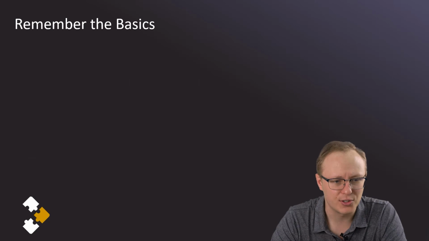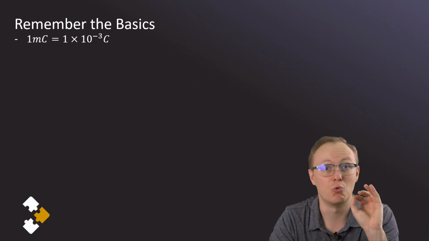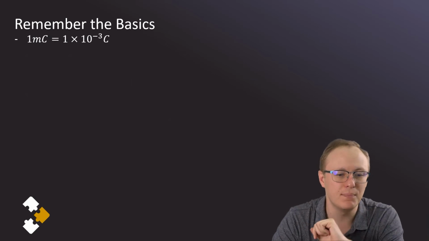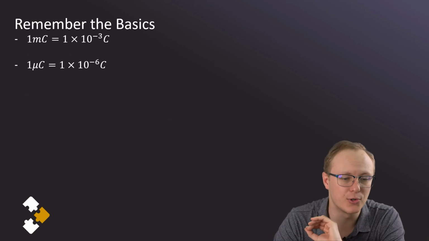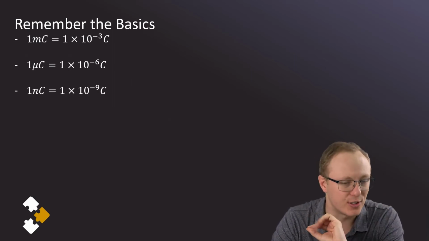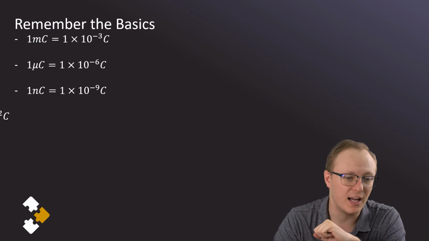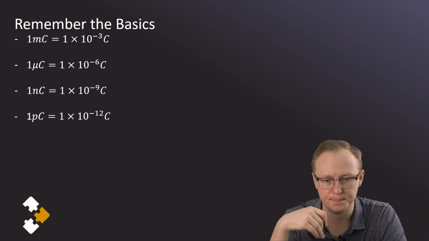Now, what we've got to do is make sure that we know what we mean when we say 1 millicoulomb. So 1 millicoulomb is 1 times 10 to the negative 3 coulombs. A microcoulomb is 1 times 10 to the negative 6. A nanocoulomb is 1 times 10 to the negative 9. And a picocoulomb is 1 times 10 to the negative 12.